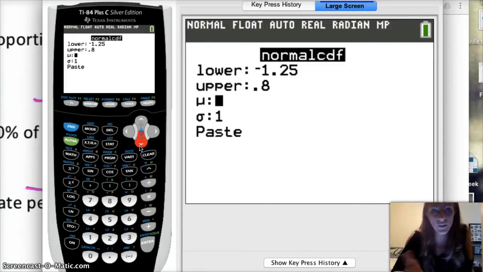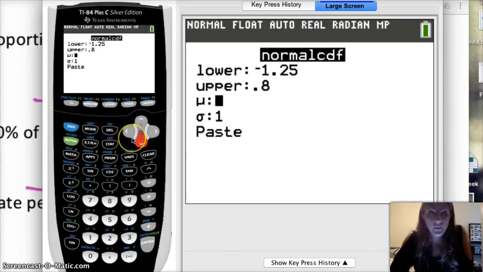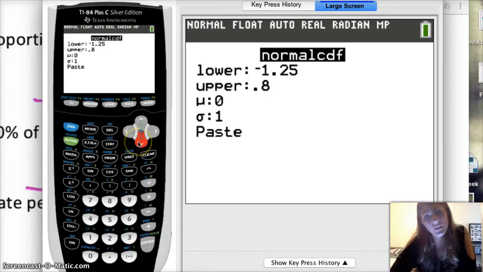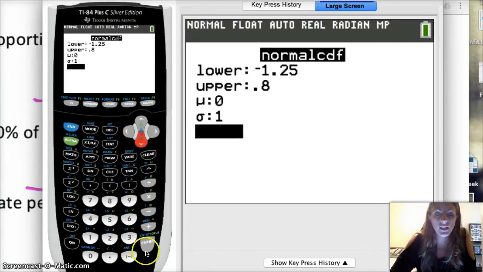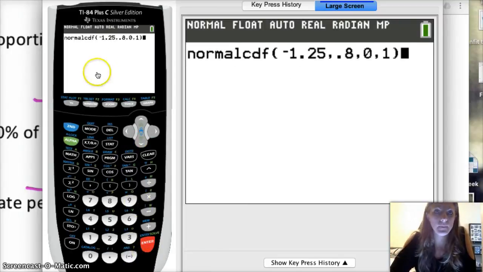Not all of the values, just the one that you're curious about. Okay, anyways, we'll talk about that more later. So in this case, our mean is 0, standard deviation is 1. Hit paste. If you have an 83, this is what your input's going to look like: your lower bound, comma, your upper bound, comma, 0, comma, 1. So that's lower bound, upper bound, mean, standard deviation.